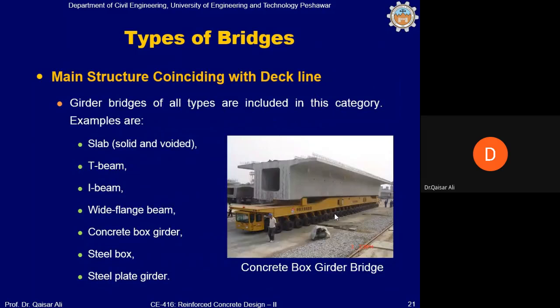The last category of bridges are those where the main structure coincides with the deck line. Many bridges which exist worldwide fall in this category. They are slab bridges, solid and voided. Also T-beam bridges, I-beam bridges, wide flange beam, concrete box girder, steel box and steel plate girder are parts of this type of bridges.